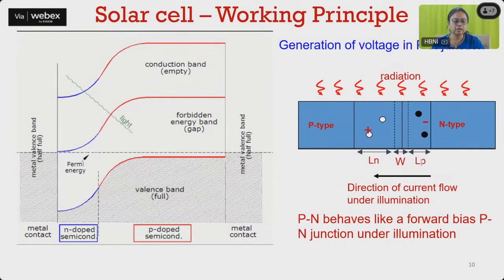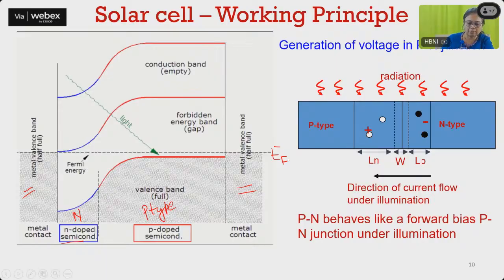Okay. Now, let us see in terms of band energy, band gap, how things are happening. We have an N-type semiconductor here. This part is N-type, and this is P-type. And we have got metal contact. This is metal contact, and this is the Fermi energy.